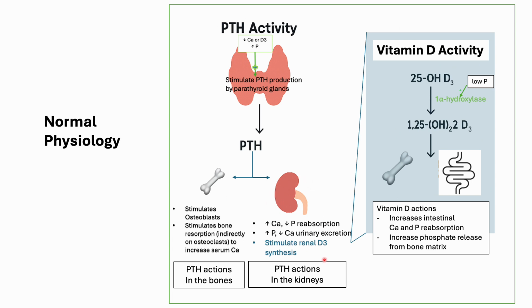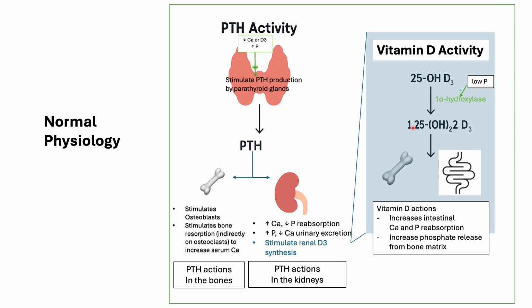PTH also acts at the kidneys, in which more calcium gets reabsorbed while less calcium gets excreted through the urine. You also get less phosphate reabsorbed while more is excreted through the urine. And then PTH also promotes the activity of this enzyme here called 1-alpha hydroxylase. Whenever there is low phosphate around, vitamin D3, or what we call calcitriol, gets synthesized.